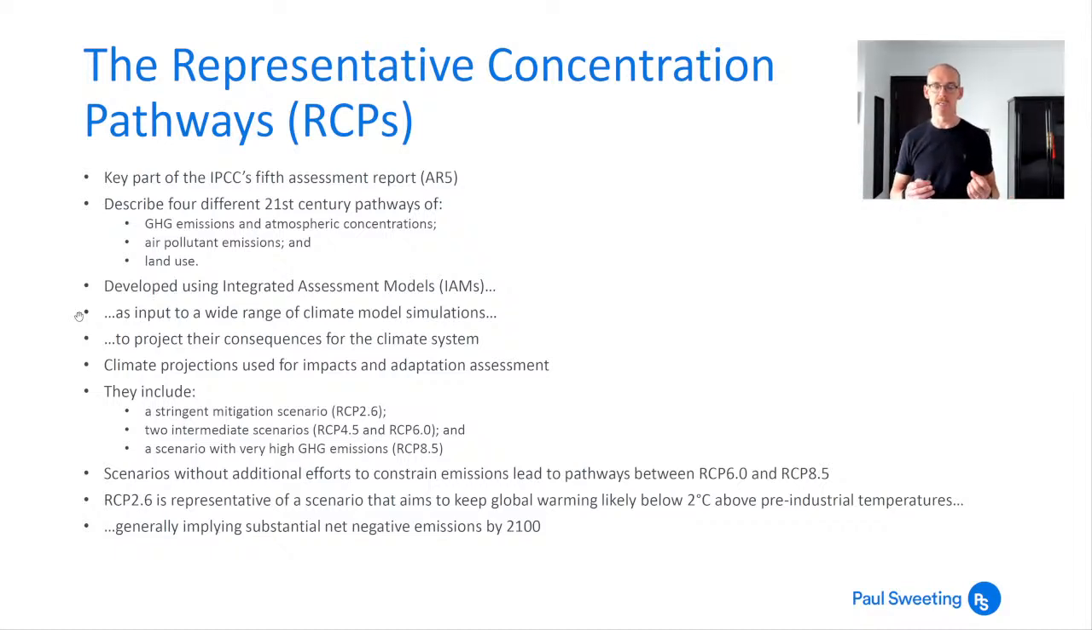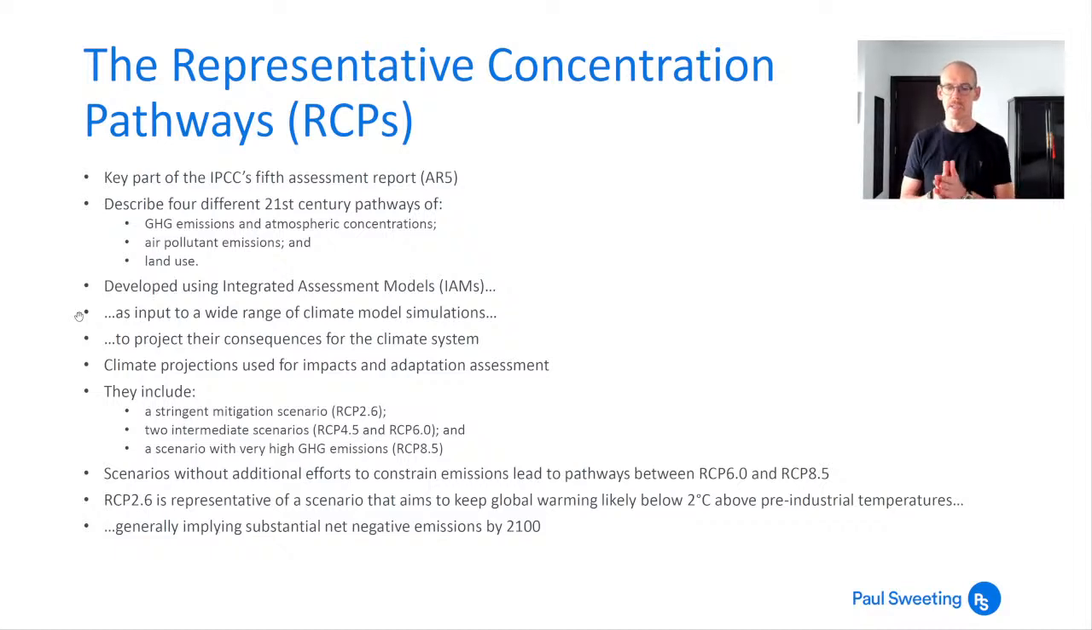It developed these using what it called integrated assessment models, which it would then put out to a wide range of different simulations to project consequences for the climate system. And then also to say, what should we do about this? Now, they narrowed down all of the projections that were available to them to 4 scenarios: RCPs 2.6, 4.5, 6.0 and 8.5. So 2.6 was the stringent mitigation scenario. 8.5 was the very high greenhouse gas emission scenario, and 4.5 and 6 were in the middle.